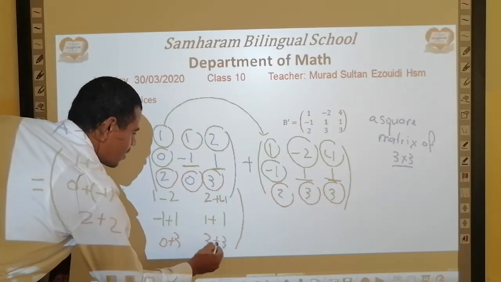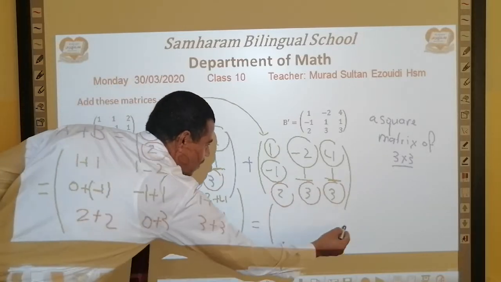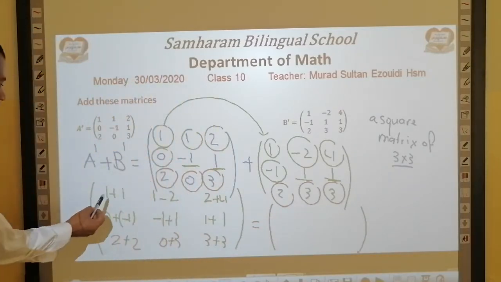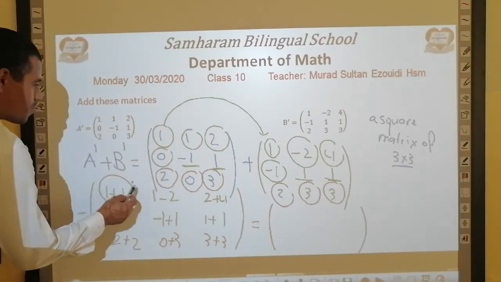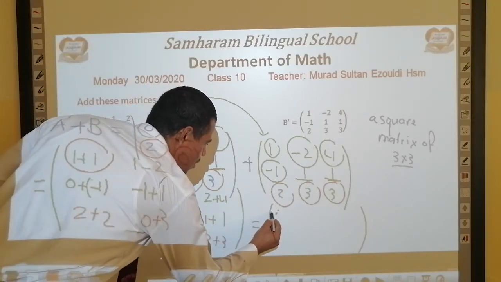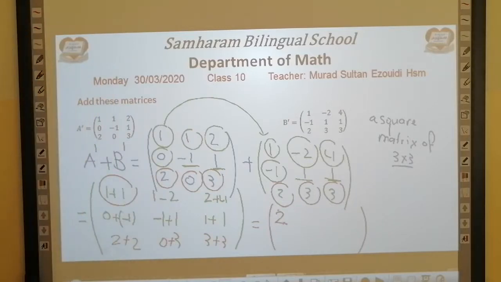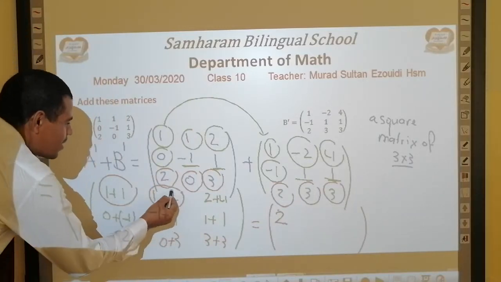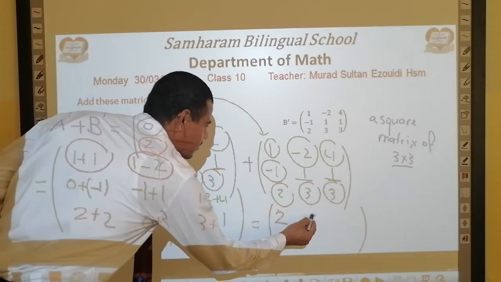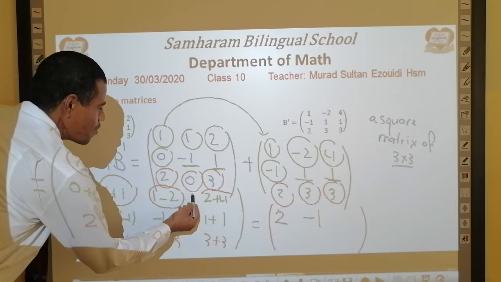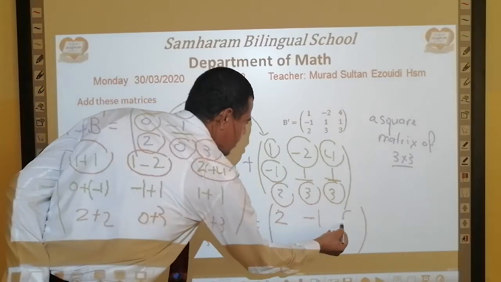I will now simplify my square matrix. 1 plus 1, my kids, is 2. I will write here 2, meaning the value on the first row, first column is 2. Then, 1 minus 2 is minus 1. Then 2 plus 4, my kids, is 6. I will write here 6.